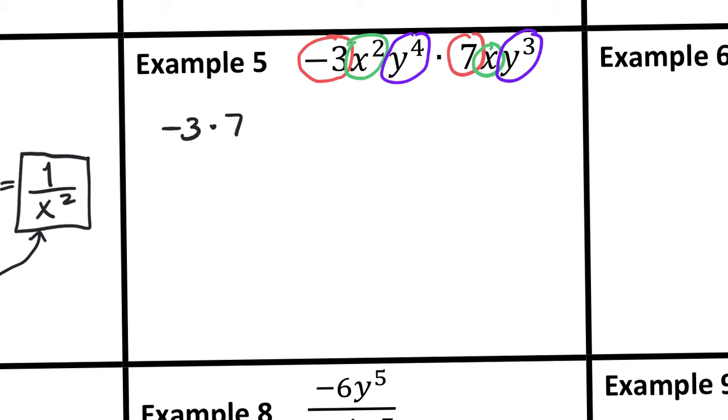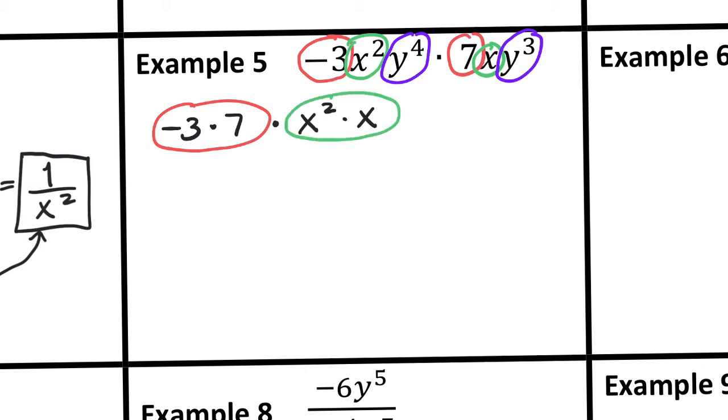So this is like my number group, right? And then we're going to multiply the x groups. We have x squared times x. These are like my x's, right? And then I'm going to multiply y to the 4th times y to the 3rd. This is my y group. So this is what I mean by color coding, right? I'm figuring out which terms are the same type and then just multiply them.